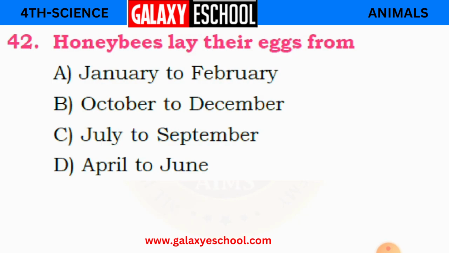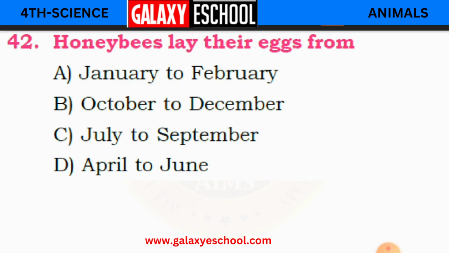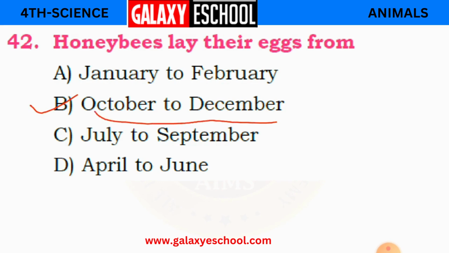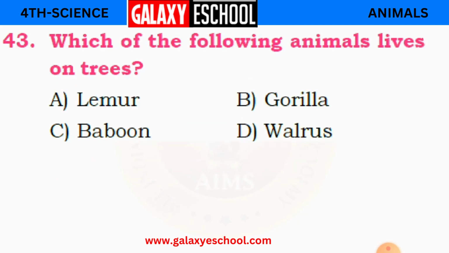42nd question. Honeybees lay their eggs from. So honeybees, they lay their eggs from which month to which month, that we have to identify here. Okay children. Whether from January to February, October to December, July to September, or April to June. When do they lay? In the winters, that is from October to December. Clear children?